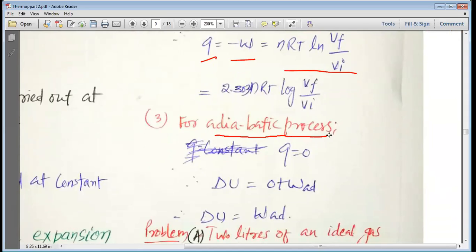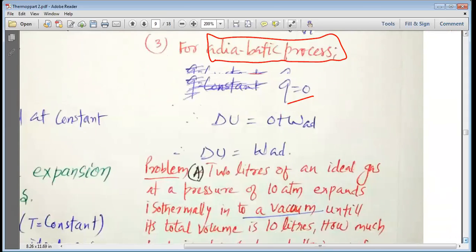Now suppose we do the adiabatic process. Adiabatic process means Q is equal to 0. When we have Q is equal to 0, delta U is equal to 0 plus work adiabatic, and that is why delta U is equal to work adiabatic.